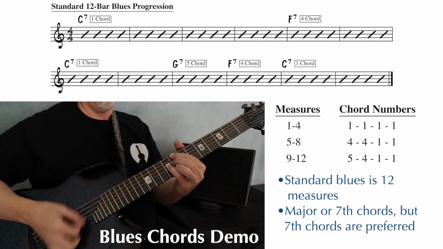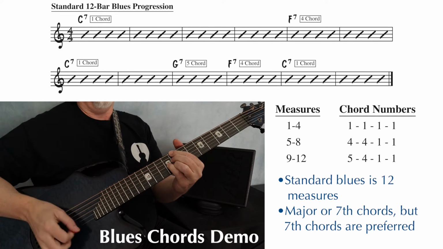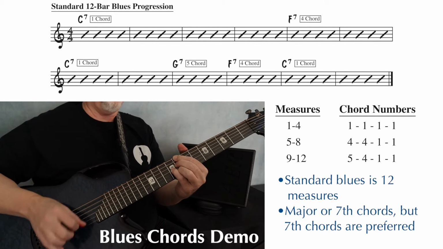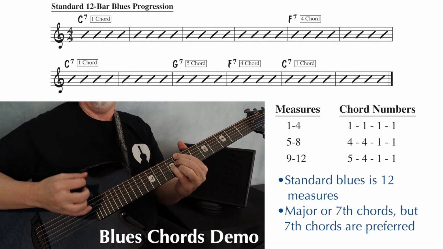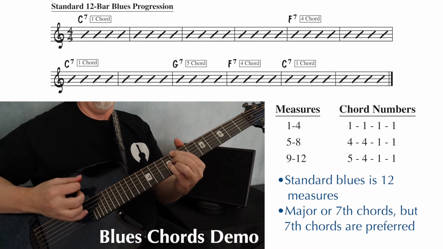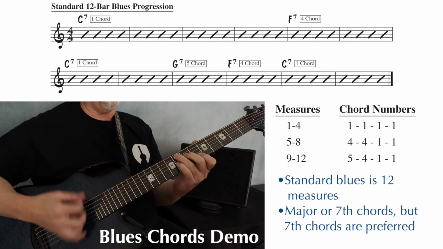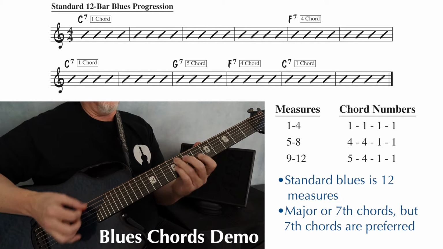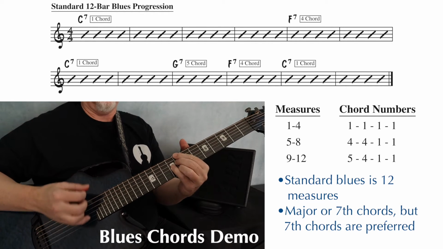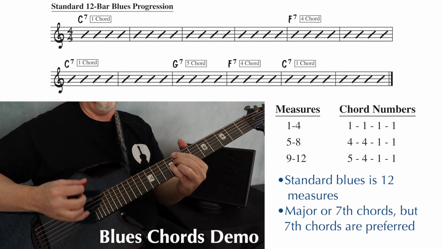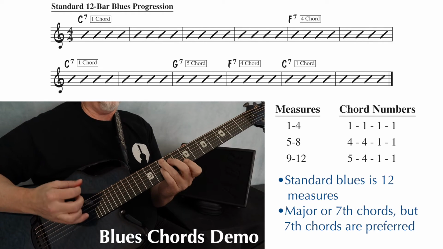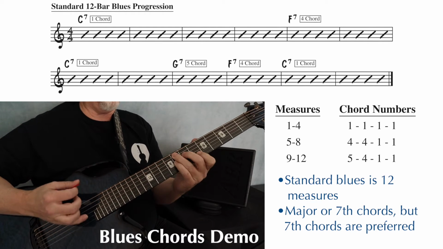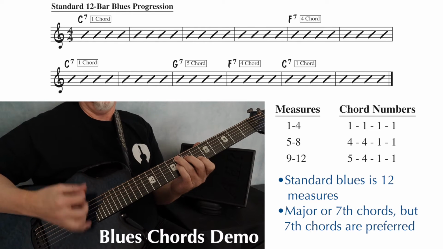The 1 chord for 4 measures. The 4 for 2 measures. Back to the 1 chord for 2 measures. 5 to 4 to 1.